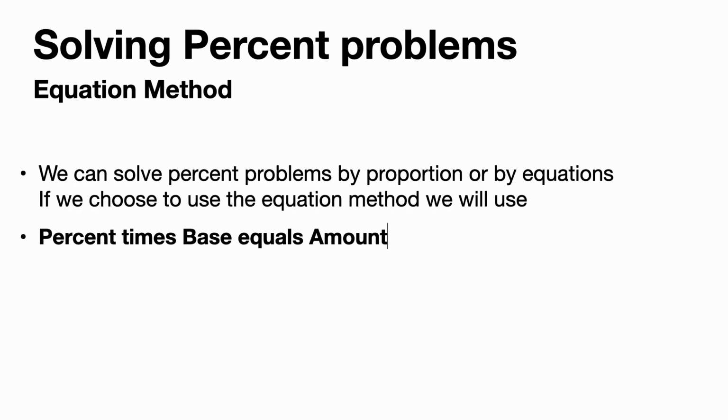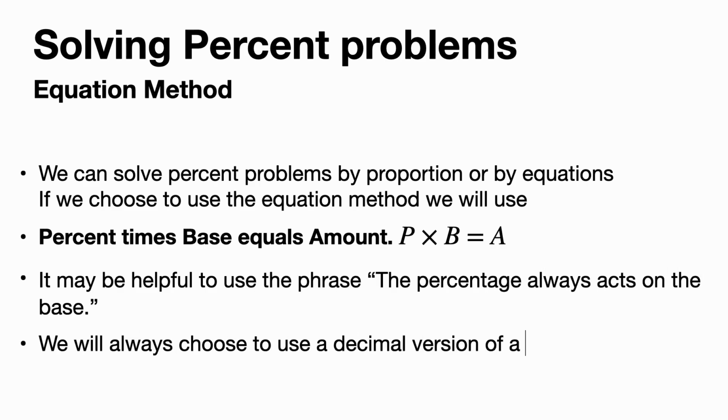So we can solve percent problems by proportion or equations. If we choose to use the equation method, we will use percent times base equals amount, or P times B equals A. It may be helpful to use the phrase, the percent always acts on the base. Okay? We will always choose to use a decimal version in our equations rather than the percentage. That being said, for 20%, we're going to use in our equation 0.2 instead of 20.